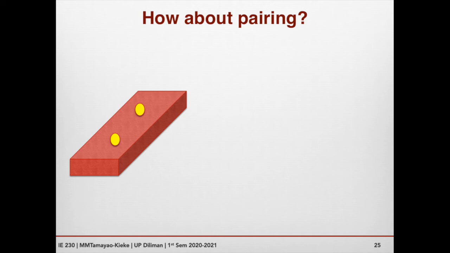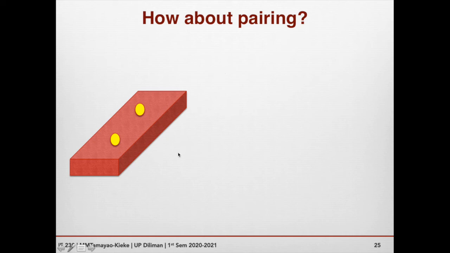So alternatively, we can have an experiment wherein we take measurements in pairs. So you have one bar or rod, and you actually make the indentation from the two different tips on the same bar. So again, how do we do pairing or paired testing?